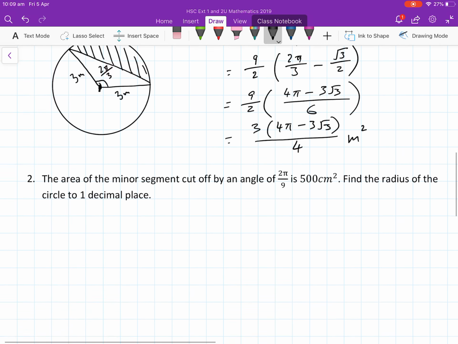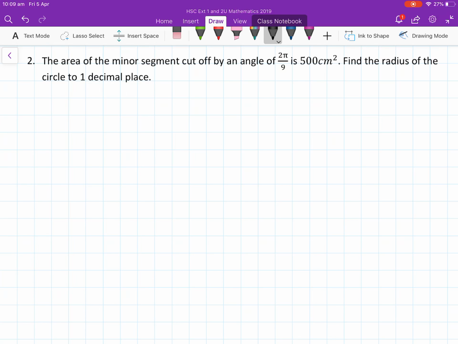Now, if you have a look at the next example, the area of the minor segment cut off by an angle of 2 pi on 9 is 500 square centimeters. Find the radius of the circle to 1 decimal place. Okay, so again, if you don't draw a diagram, you're just causing yourself probably some difficulty. And we've got to be clear on the angle. 2 pi on 9 is equal to, well, we multiply it by 180 on pi. Pi goes away. So that's actually 40 degrees.